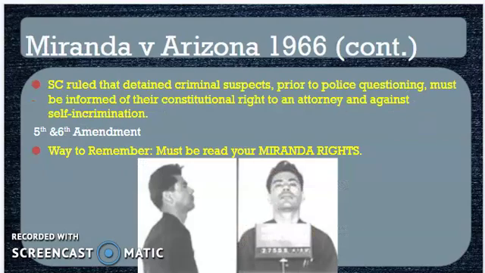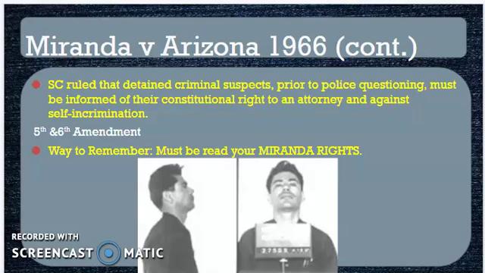Now, you're saying, what does that even matter? Well, because he confessed, he did it. Well, he didn't know that he could plead the Fifth and not say anything. So the Supreme Court ruled that detained criminals prior to questioning must be informed of their constitutional right to an attorney and against self-incrimination. This goes with your Fifth Amendment right to due process and your Sixth Amendment right to a speedy and fair trial.